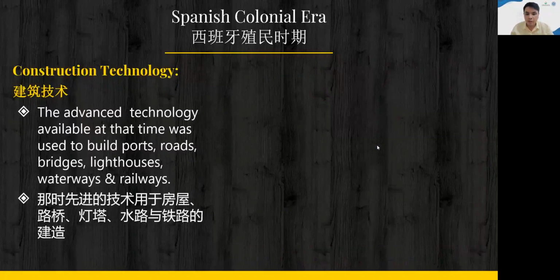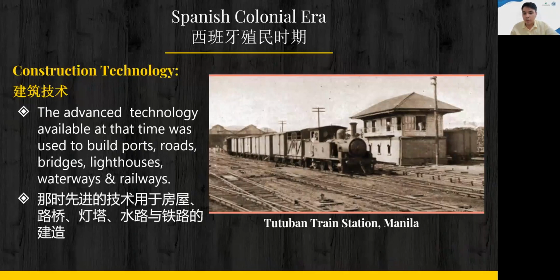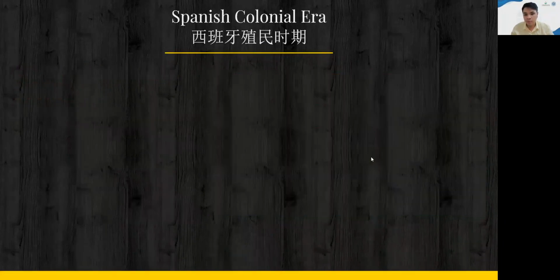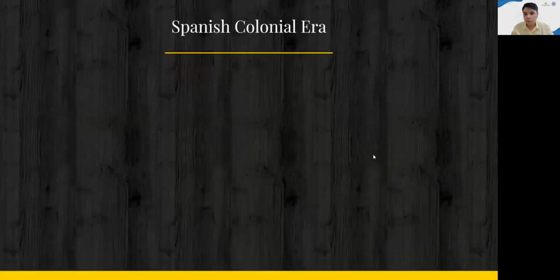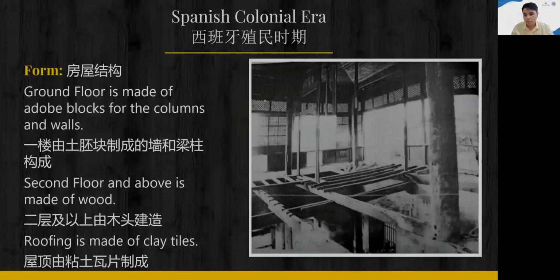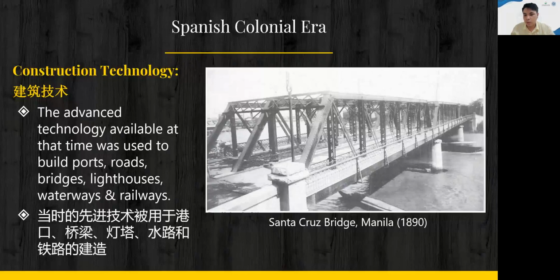So the advanced technology available at that time was used to build ports, roads, bridges, lighthouses, waterways, and railways. This is an example of a train station constructed in Manila during the Spanish colonial era. This is also an example of a suspension bridge constructed in Manila in 1852. Also, the Santa Cruz Bridge in Manila in 1890.